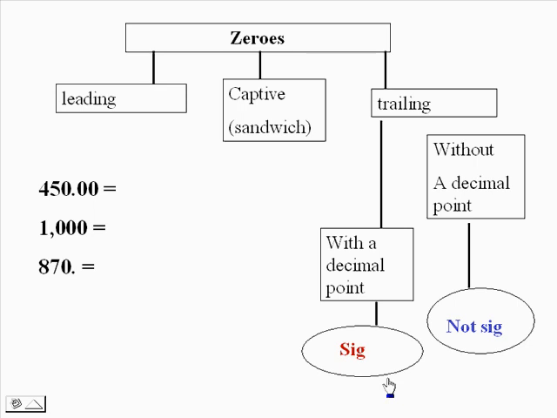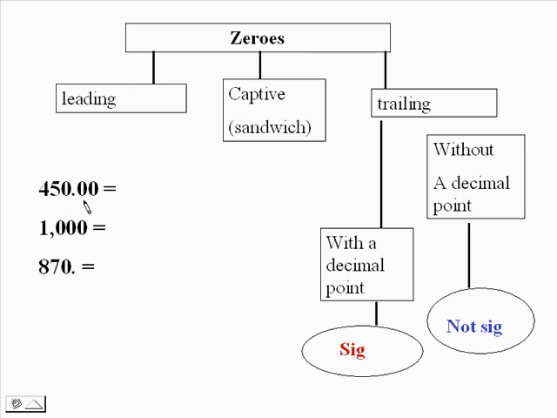Trailing zeros have two rules. Trailing zeros are zeros that come after a non-zero number. And trailing zeros entail whether or not the number has a decimal point or does not have a decimal point. If it has a decimal point, those trailing zeros are considered significant, and if they don't have a decimal point, they're considered not significant.